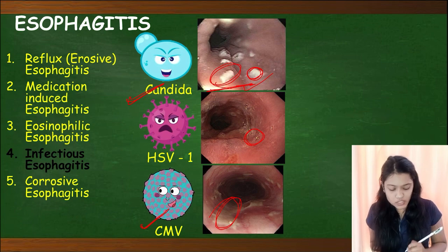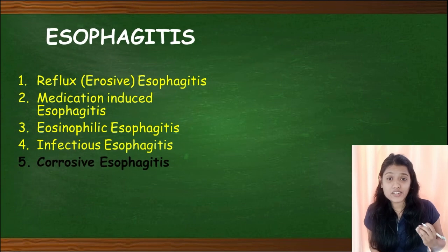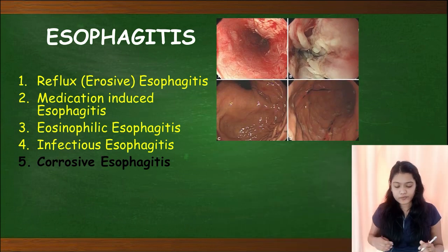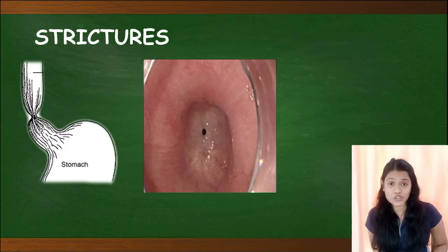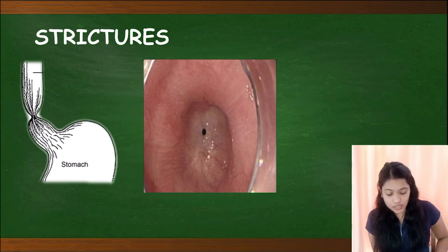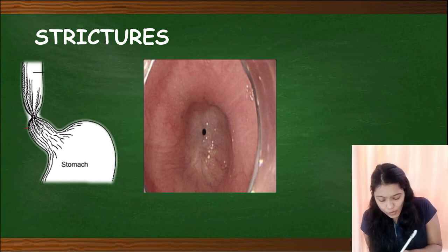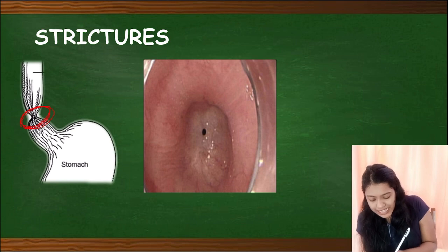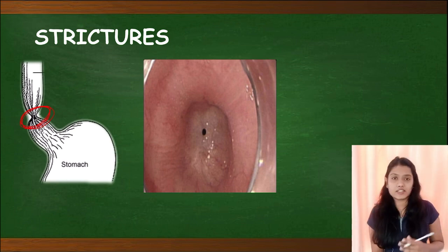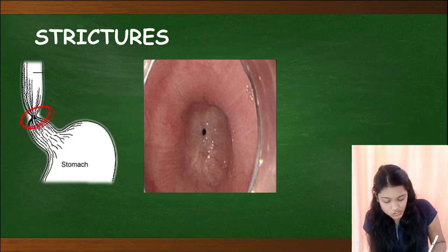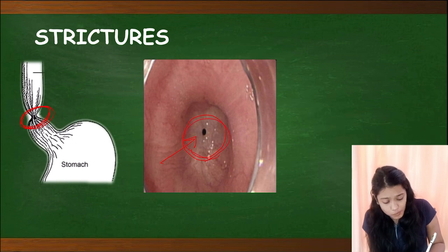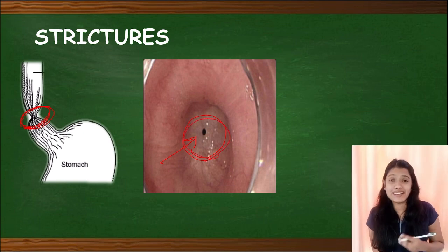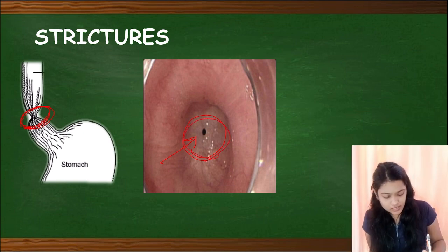And the next one is corrosive esophagitis. It is secondary to caustic ingestions. Now, moving towards the next pathology, that is esophageal strictures. Strictures mean narrowing or restriction of the lumen that leads to swallowing difficulties. Here you can see in the picture, it is narrowing or restriction of the esophageal lumen that leads to swallowing difficulties.